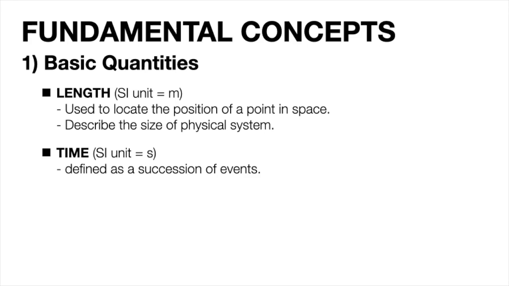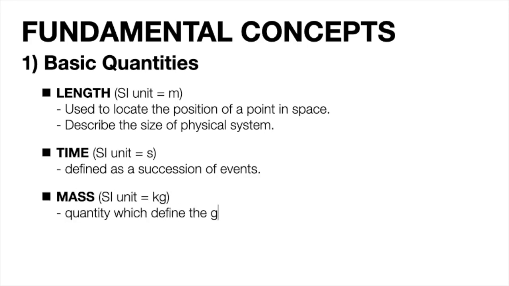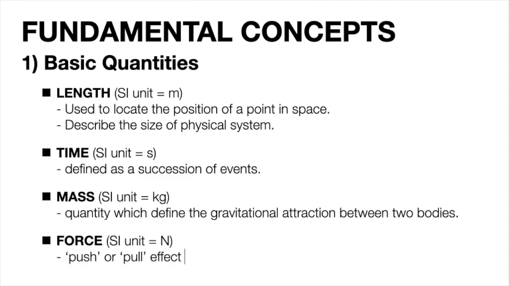The third quantity is mass. Mass is defined as the gravitational attraction of two bodies, and its SI unit is the kilogram, or kg. If there is gravitational pull, then there is a mass. No gravitational pull, probably no mass. Okay. Finally, the fourth quantity, which we commonly use in statics, is force, as I keep on mentioning earlier. So force is the push or pull effect subjected from one body to another body, and the SI unit for force would be the Newton.